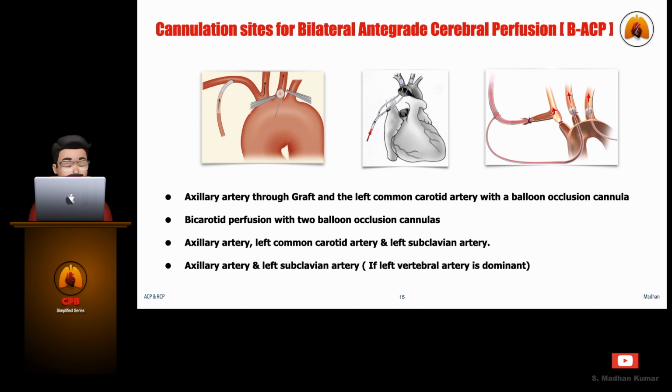The cannulation sites for performing bilateral antegrade cerebral perfusion are axillary artery through graft and the left common carotid artery with a balloon occlusion cannula. Bicarotid perfusion with the two balloon occlusion cannulas. Axillary artery, left common carotid artery and left subclavian artery. Axillary artery and left subclavian artery.